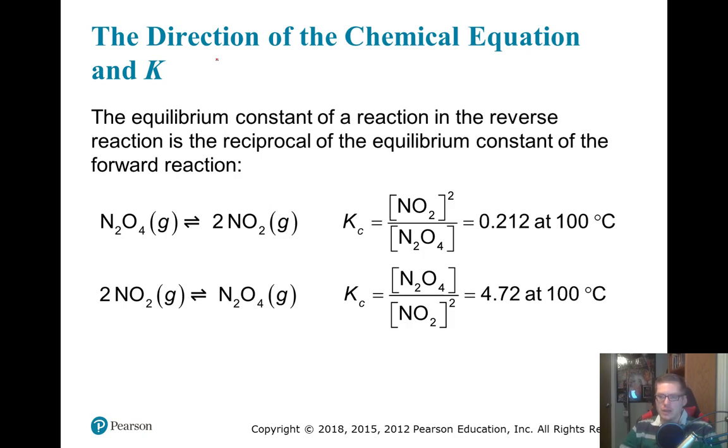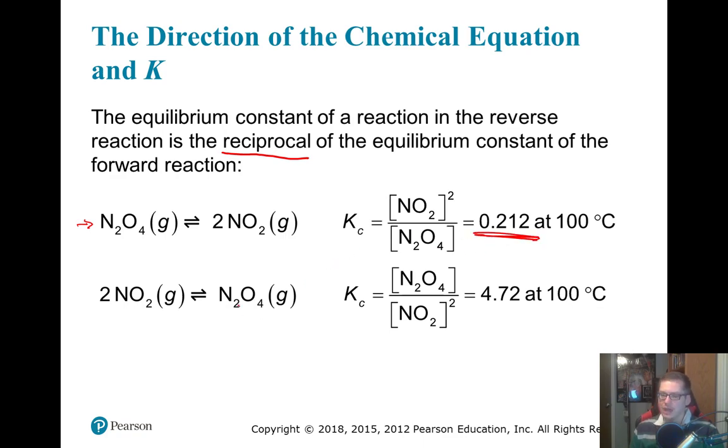The equilibrium constant of the reverse reaction is the reciprocal of the equilibrium constant of the forward reaction. Remember, reciprocal just means the inverse. In this reaction, our equilibrium expression would look like this: products over reactants, NO2 squared over N2O4, and it would be equal to this value here.